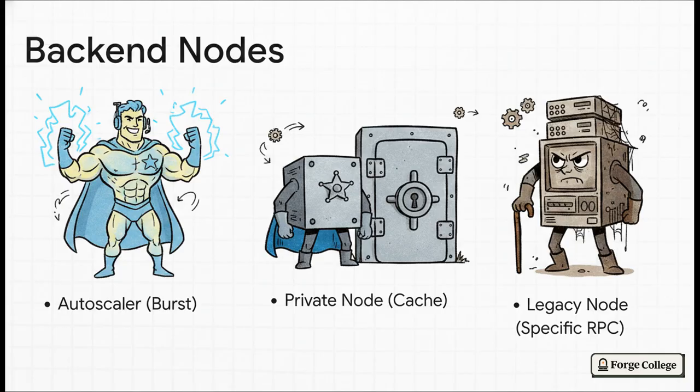Number 1 is our auto-scaling public provider. Think of this as our high-energy overachiever, great for high burst throughput. Number 2 is our privately managed node. This is the reliable local hero, super low latency local caching, but it does have its limits.